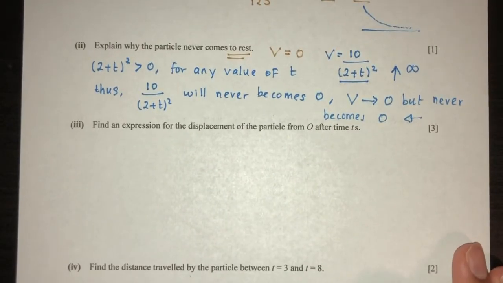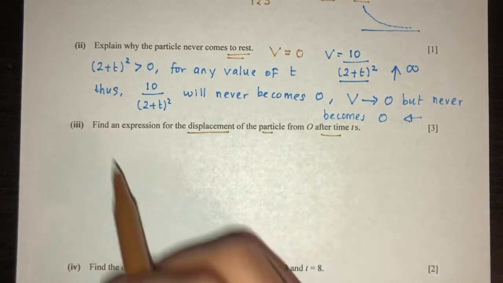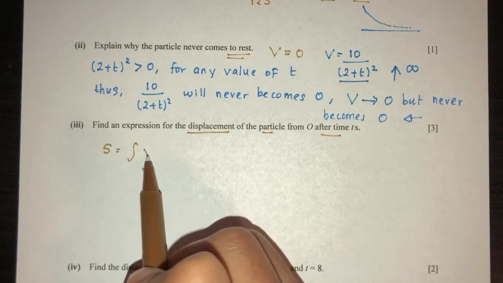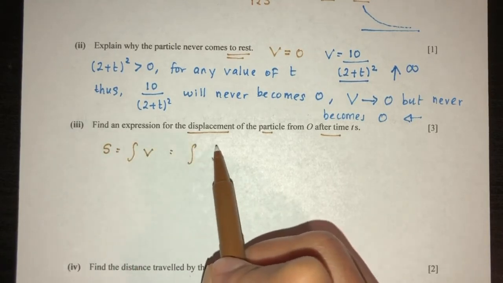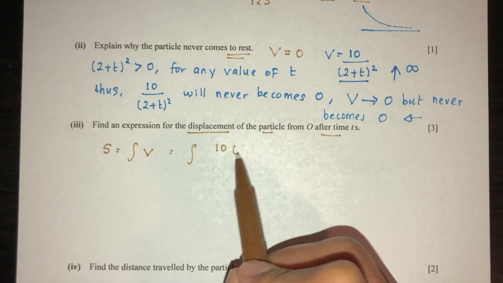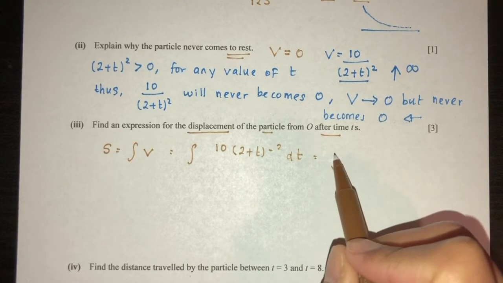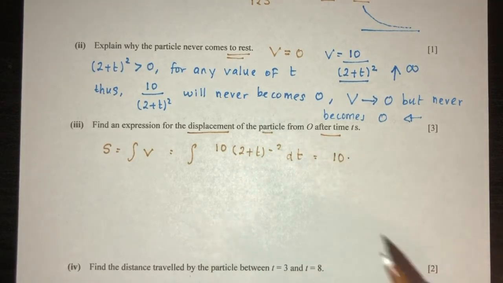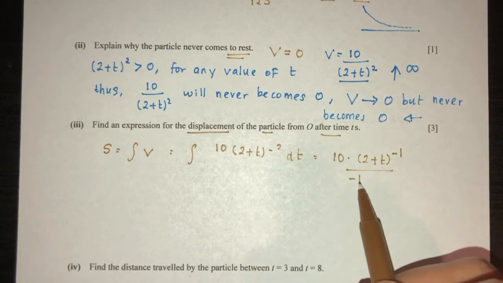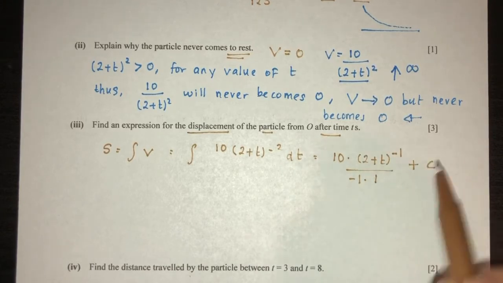Now for part 3, find an expression for the displacement of the particle. Let's call the displacement s. As you know, it should be equal to the integration of velocity. That will be 10 times 2 plus t to the power of minus 2 with respect to dt. This is only a multiple, so no big deal. We first increase the power by 1, to minus 1, then divide by the new power, then divide by the differentiation of the inside, which is 1, and plus c, of course.